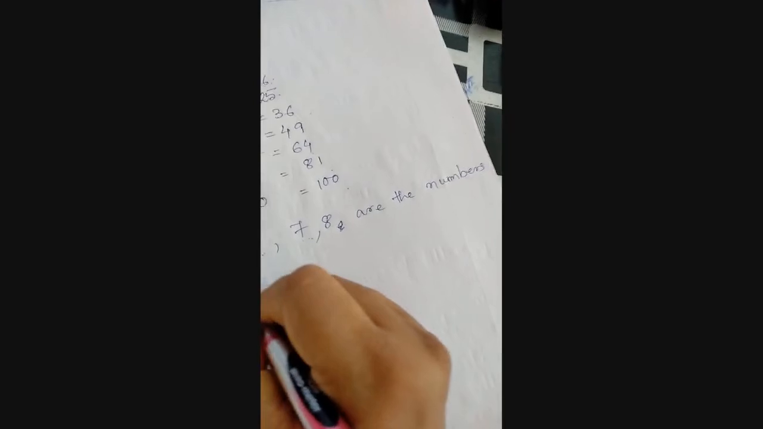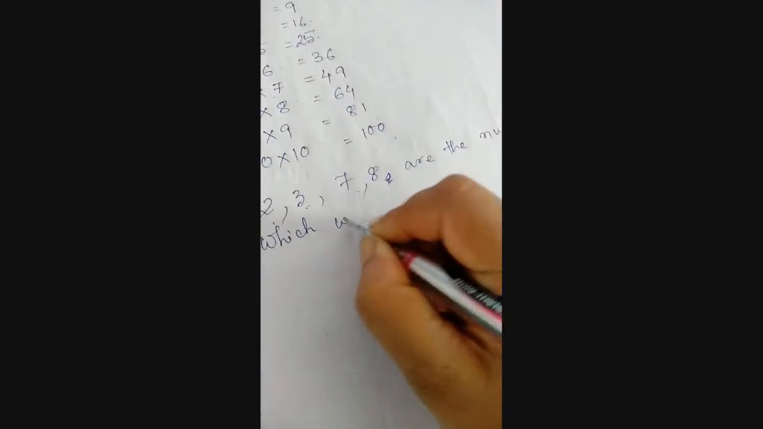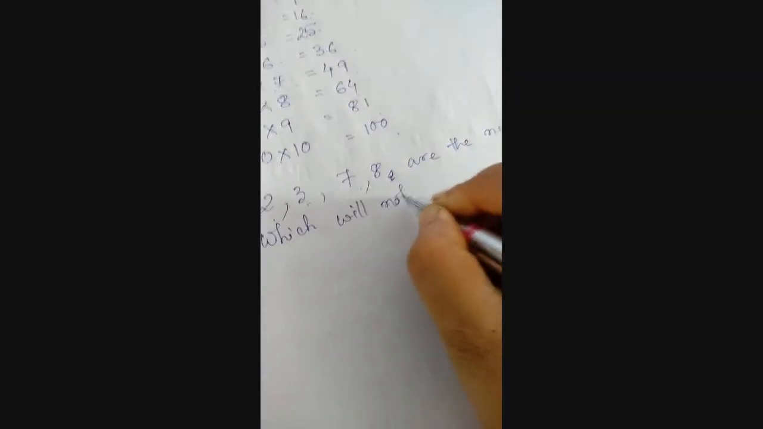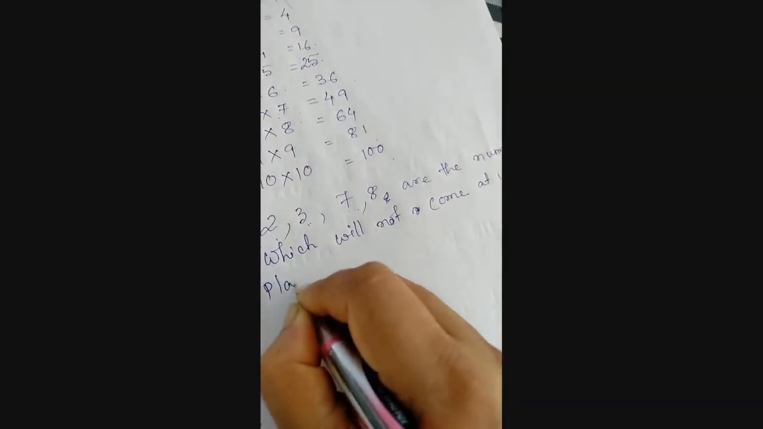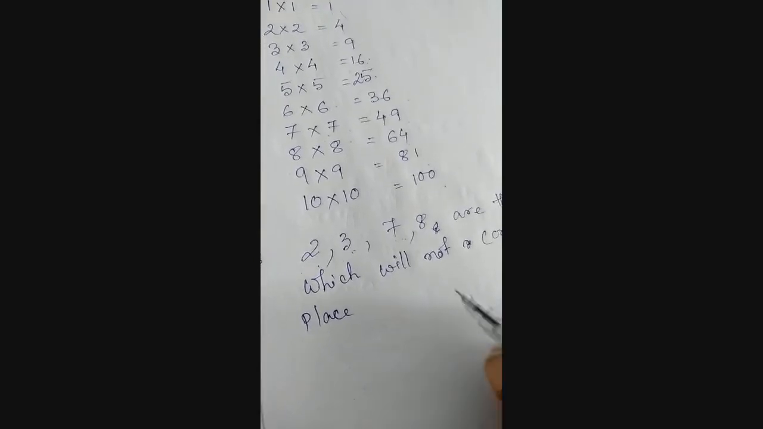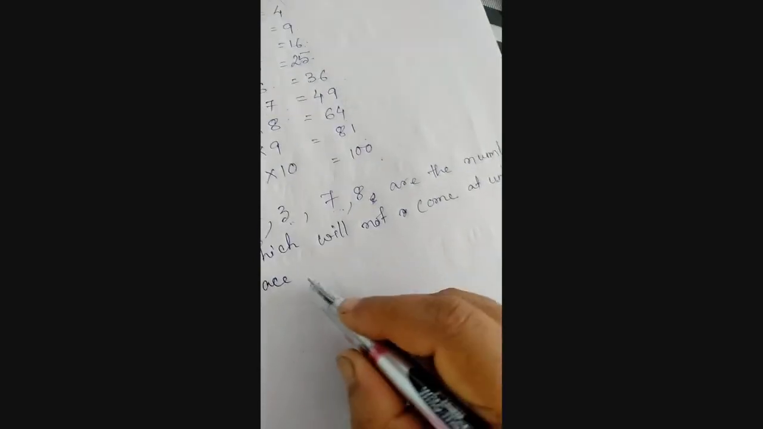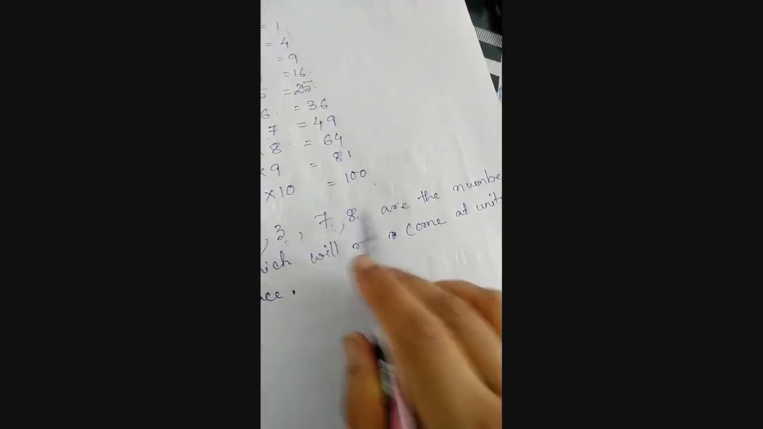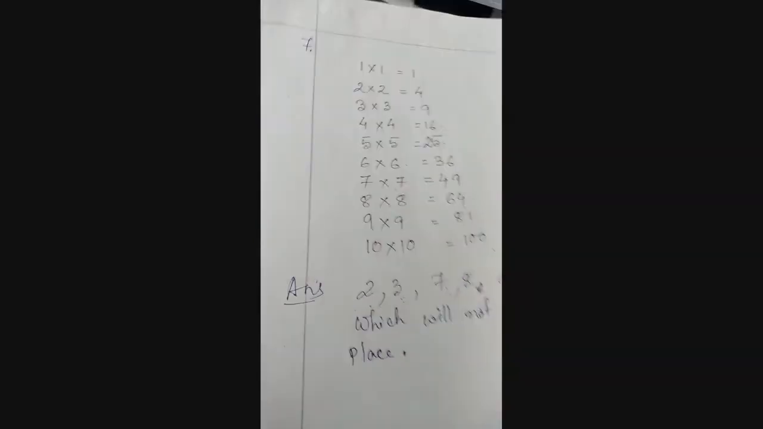These are the numbers which will not come at unit's place. 2, 3, 7, 8. You can remember that. Is it clear?